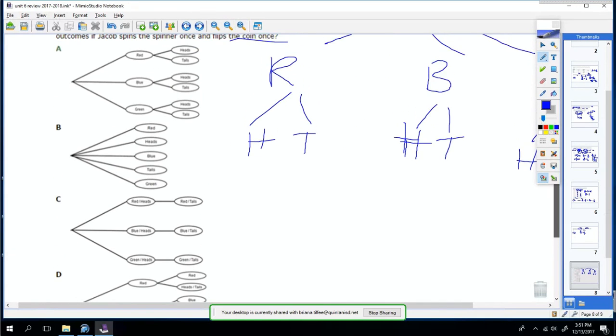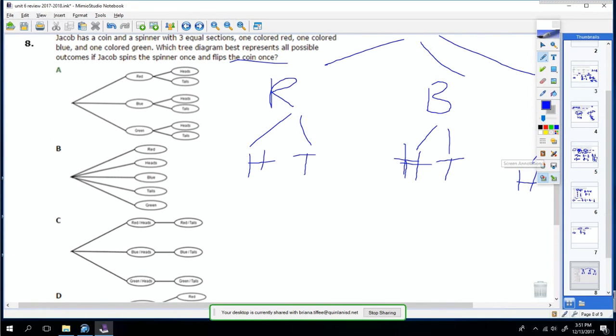So let's see what A says. A says heads, tails, heads, tails, heads, tails. And the first part right here is the colors. So A is the correct answer.